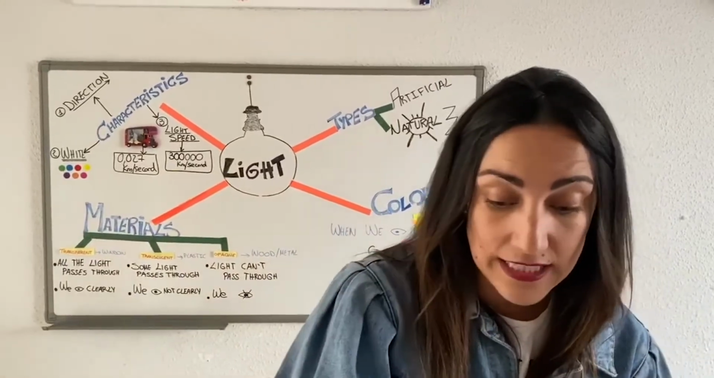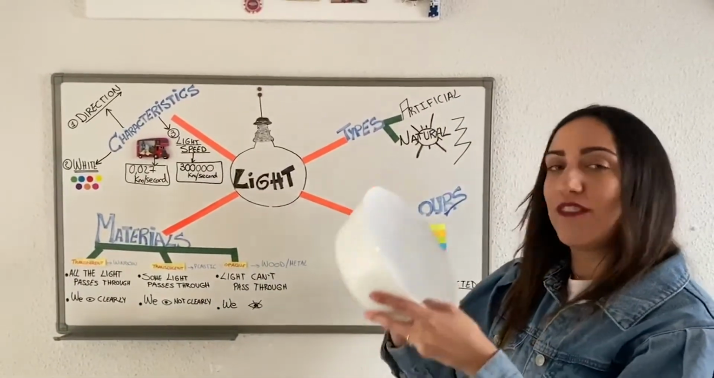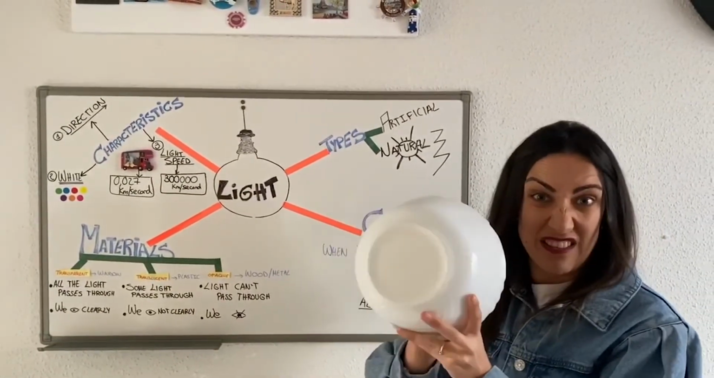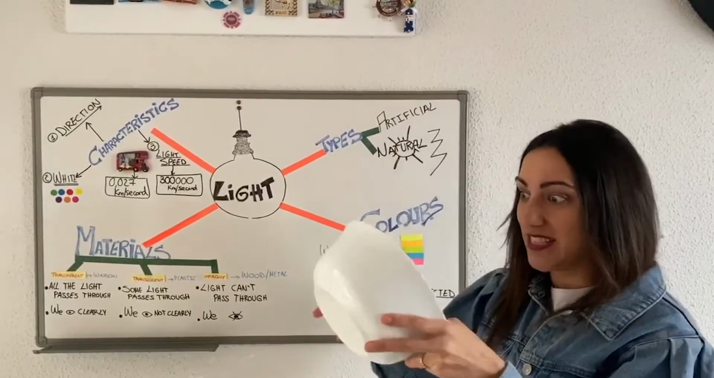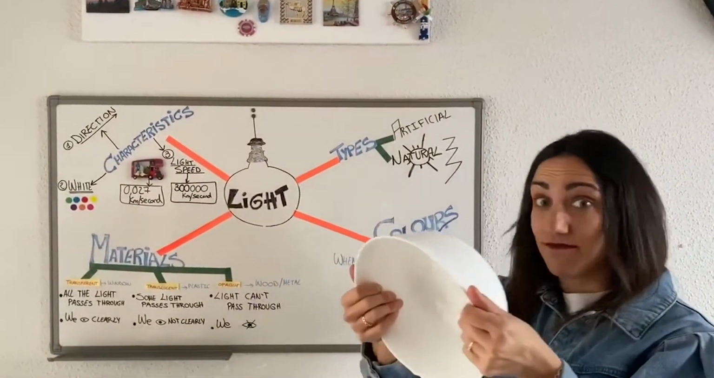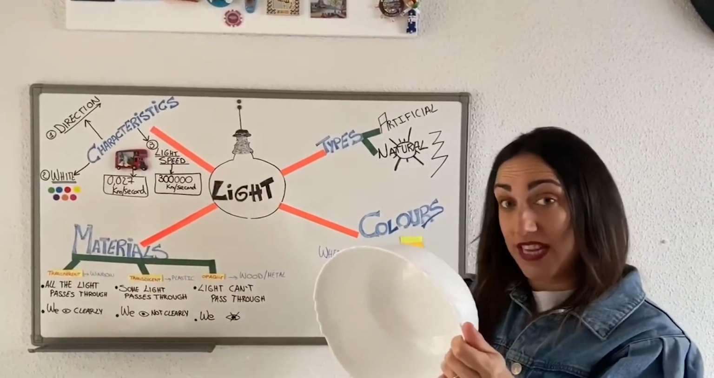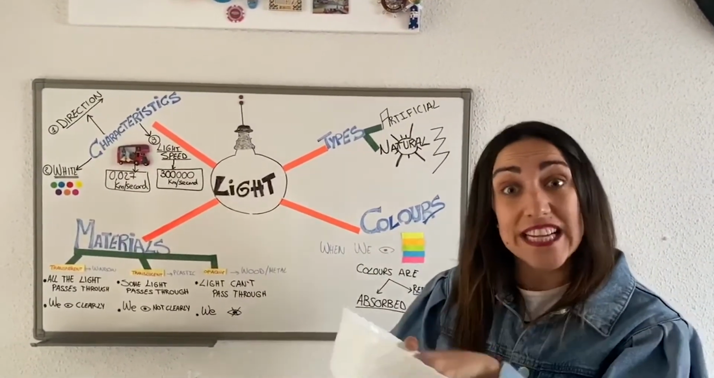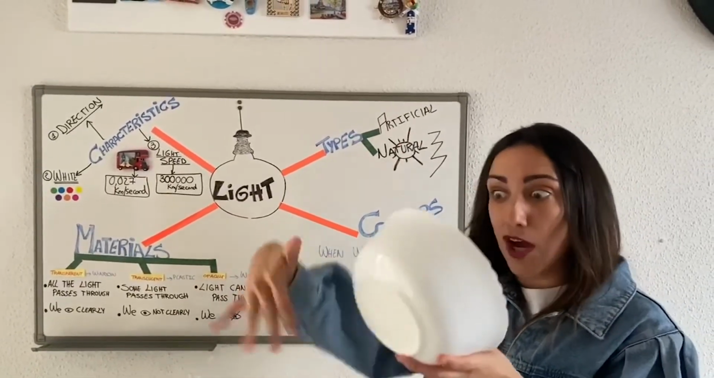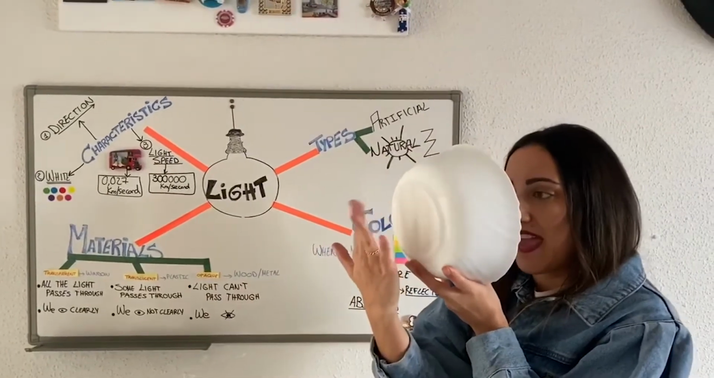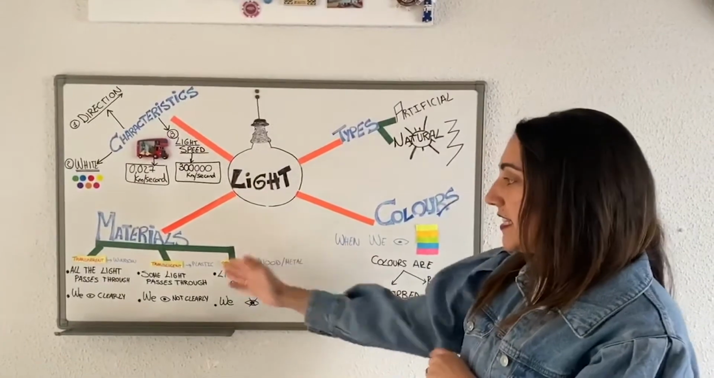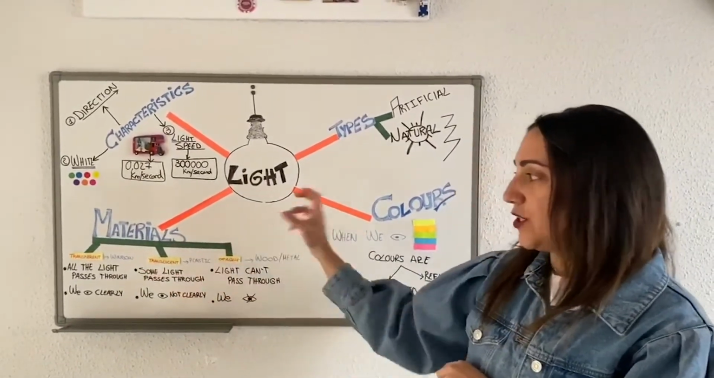And then last but not least, we have the opaque materials. The light can't pass through it, as you can see. Can you see me? I can't see you. So that means that I can't see anything through these materials because the light can't pass through it and it doesn't allow seeing any object or anything. I can't see if my hand is moving or not, okay? So those are the materials related to light.